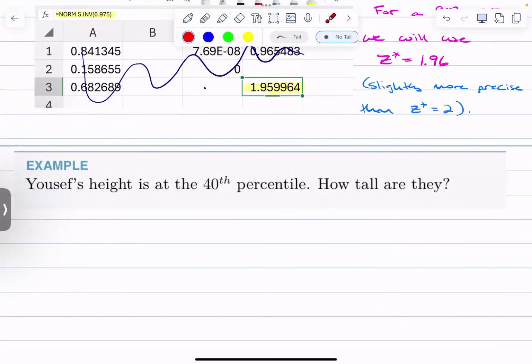Or here, Yusuf, I've been bumping him down this whole time. Yusuf's height is at the 40th percentile. How tall are they?